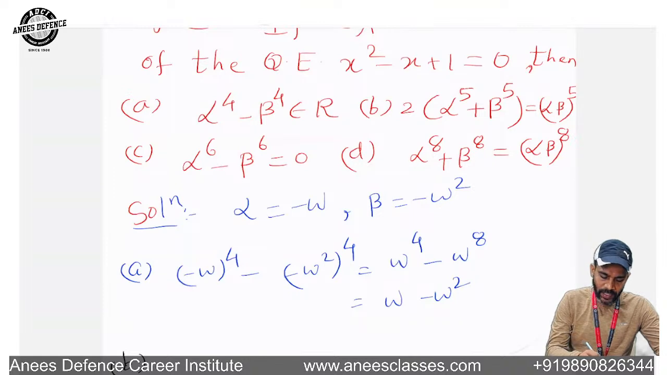Before B, let us check C. Why? Because it is easier to check. Yes or no? Because it is nothing but a multiple of 6 is a multiple of 3. So let us check C first.